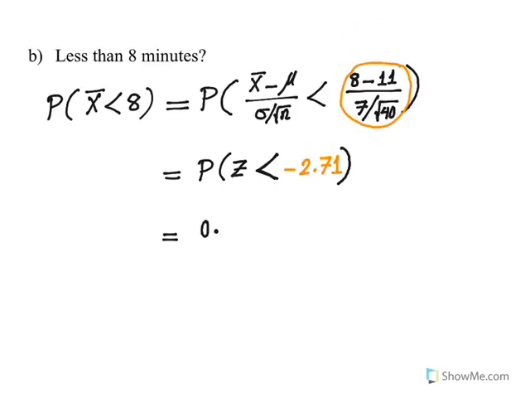So this is 0.0034. And if you want to write it, of course, as a percentage, this is a very small percentage. It's 0.34%. So it's less than half a percentage. Okay, very unlikely to happen that the mean delay in the flight is less than 8 minutes, because we know that the mean of the total flights is 11 minutes. So to be less than 8 minutes is almost unlikely even for a big group of flights, like 40 flights.